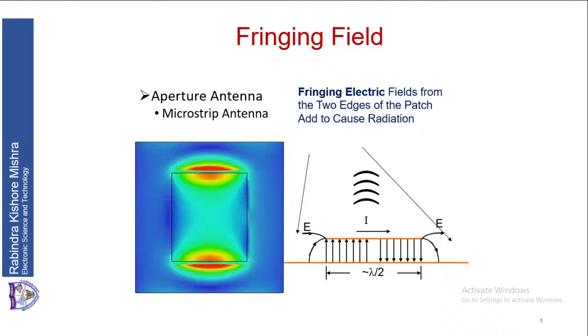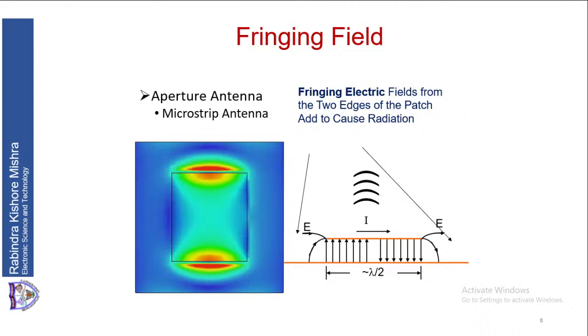The reason is, as you go to the edge, there is nothing which will hold the field. Within the patch, the field will be held between the two conductors. But as you come to the edge, there will be electric field, but there is no conductor to hold the field. So the field becomes free to move. So the field can radiate out at the edge. As it fringes out, it can radiate out. Therefore, the fringing fields are responsible for the radiation.